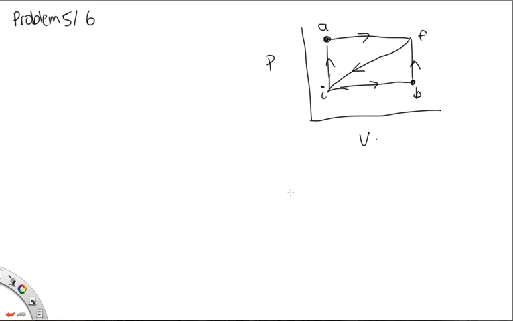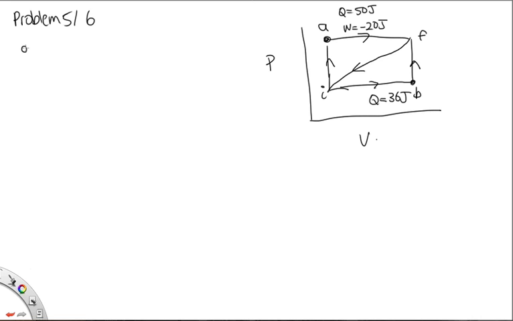And we're told when the system is taken from I to F, along path IAF, so this way, then Q is equal to 50 joules. So it's useful just to write this on the diagram, and that the work is equal to minus 20 joules. And if it's taken along path IBF, in this case, Q is equal to 36 joules.